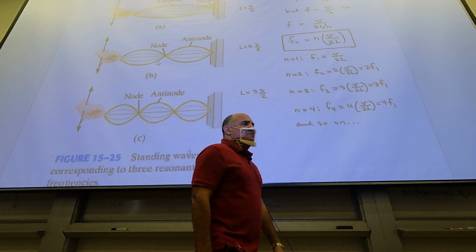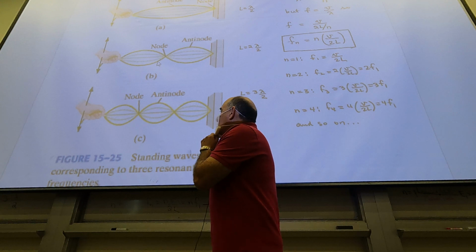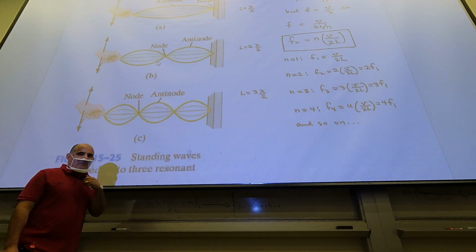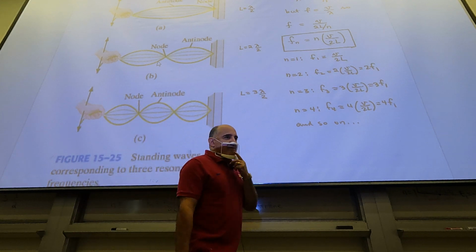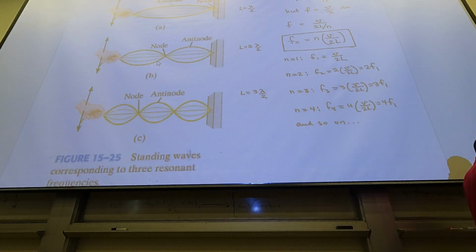Okay, so sometimes they'll tell you the distance between 2 adjacent nodes. What if I tell you that the distance between 2 adjacent nodes is 5 millimeters, then what's the wavelength? 2.5? So the distance between two adjacent nodes is 5 millimeters. What's the wavelength? How much? 10 millimeters, correct.